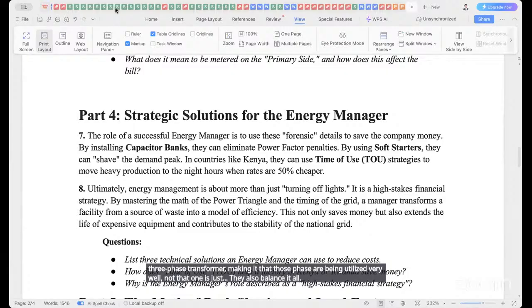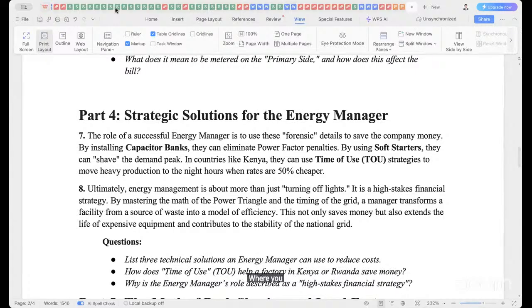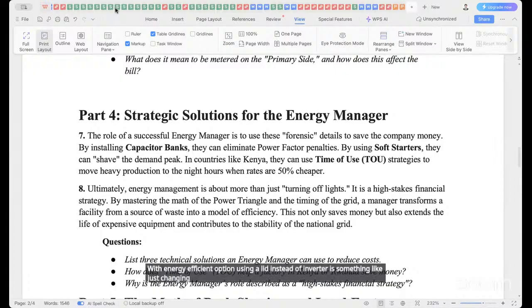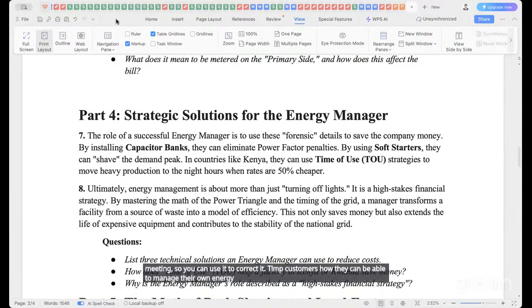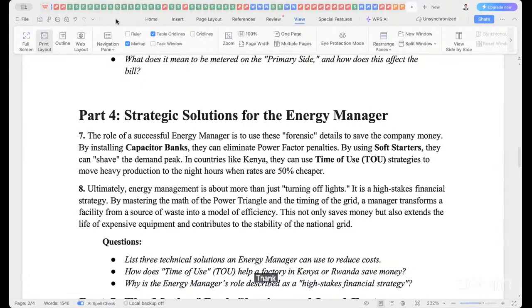The third one I can say is efficient equipment upgrades, where you need to change some old equipment, maybe to an HVAC system with an energy efficient option, using LED instead of incandescent, an inverter AC, something like that, just changing them from within. You can also tell customers how they can manage their own energy too. So it will really save. Thank you so much.